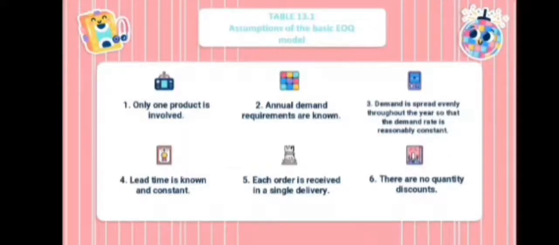The basic model involves a number of assumptions, so they are listed in table 13.1. As you can see, there are 6. The first one is only one product is involved. Second, annual demand requirements are known. Third, demand is spread evenly throughout the year so that the demand rate is reasonably constant. Fourth, lead time is known and constant. Fifth, each order is received in a single delivery. And sixth, there are no quantity discounts.